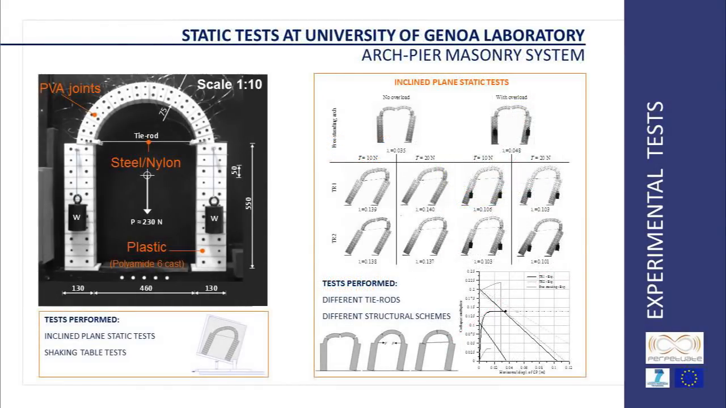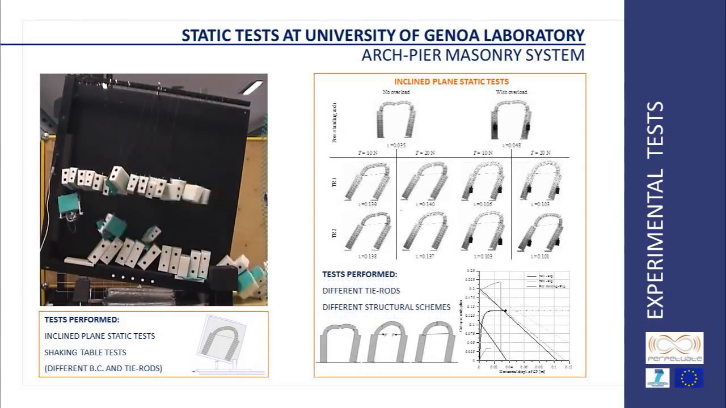The tests on the arch-pier system have been carried out on a 1:10 scale model. They have been oriented to assess the increase in the load-bearing and displacement capacity provided by the introduction of tie rods of different stiffness. The mock-up is made of 43 rigid plastic blocks. In a first phase, the model has been tested at the University of Genoa laboratory under static conditions by adopting the inclined plane test.